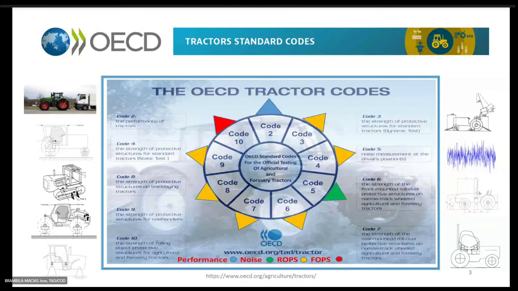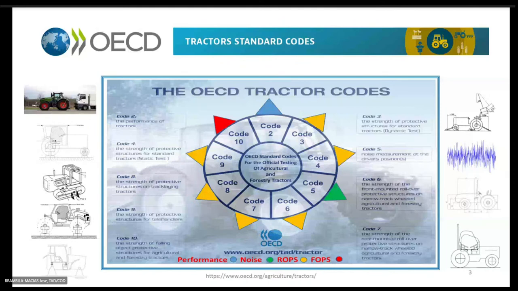On the right-hand side of the slide, you have code 5. You see these noise waves. This is our ergonomic test procedure, and we want to measure the noise levels inside the cabin of the tractor. So our code 2 and code 5 don't have limits. It's not a pass or fail. We only measure the performance of the tractor, for example, energy efficiency, the power of the engine. And for code 5, the noise levels, we only measure how noisy the cabin is. So we report this information, and then each tractor user or buyer can decide according to this information.